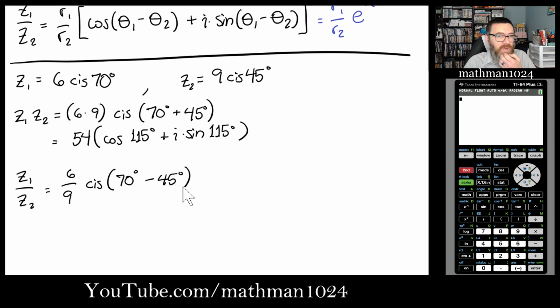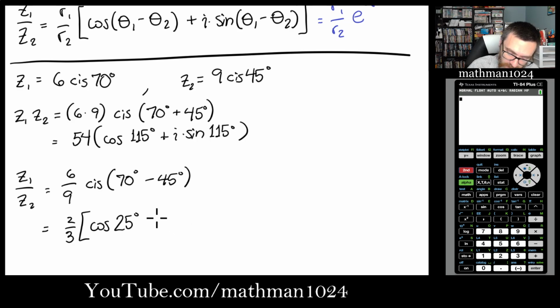And yes, it does matter which one's in the numerator and which one's in the denominator, because that's going to determine the order for your subtraction. Remember, with multiplication, the order is not going to matter. With division, just like with subtraction, order does matter. All right, so this is equal to 2/3. 70 minus 45 is 25 degrees, plus i times sine of 25 degrees. Okay, fairly straightforward, I hope.